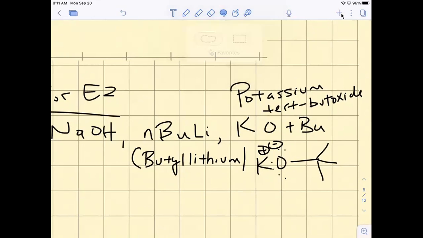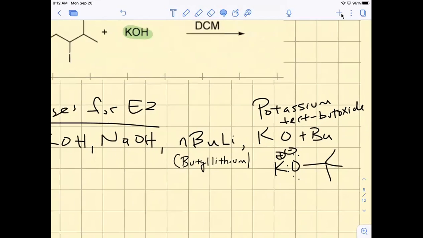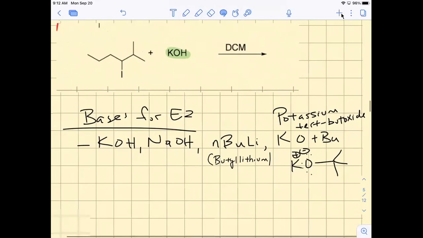If you see the presence of a base, one of these bases or some other base, then you know that you're doing an E2 elimination, right? That's a dead giveaway. A base and an aprotic solvent like dichloromethane, DCM, that's another dead giveaway.